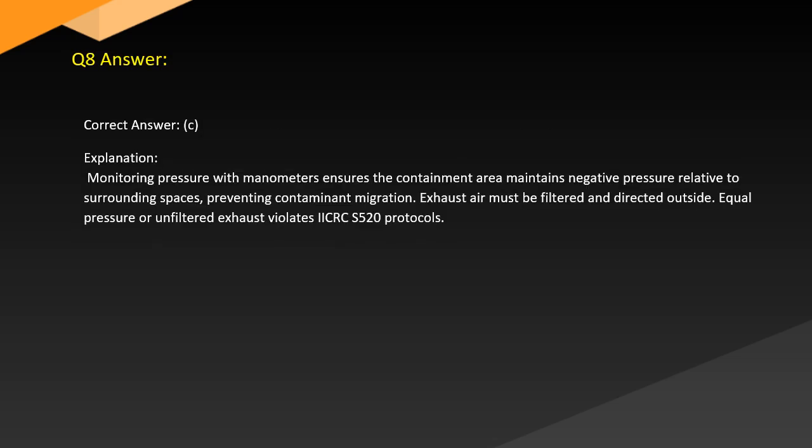Answer. Correct answer: C. Explanation. Monitoring pressure with manometers ensures the containment area maintains negative pressure relative to surrounding spaces, preventing contaminant migration. Exhaust air must be filtered and directed outside. Equal pressure or unfiltered exhaust violates IEC protocols.